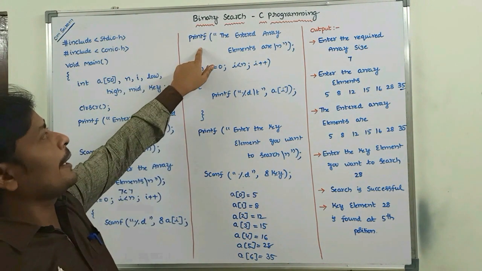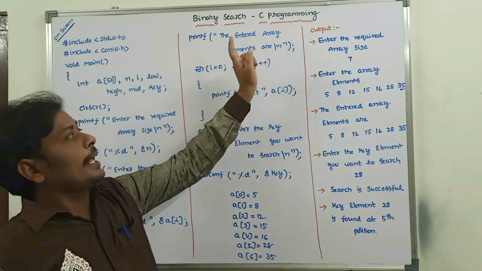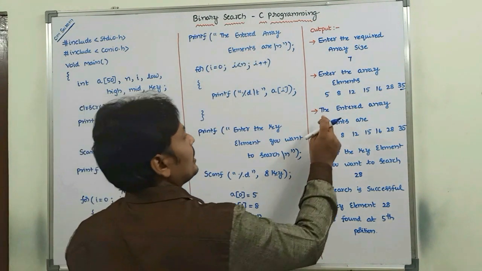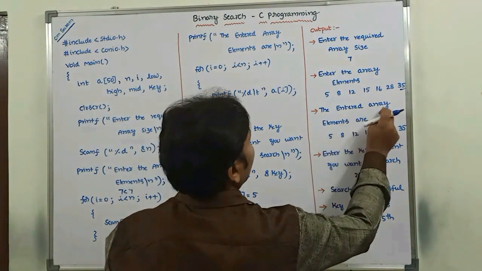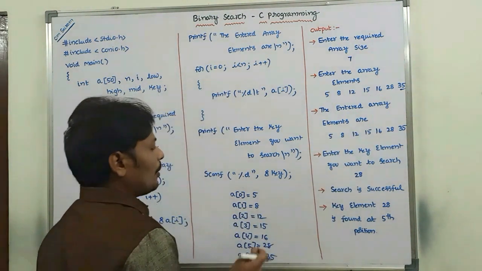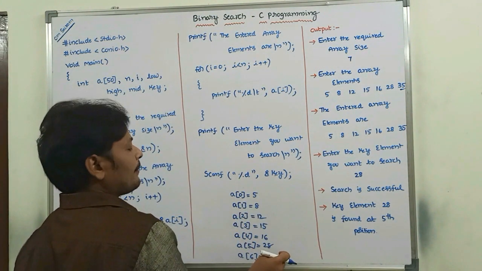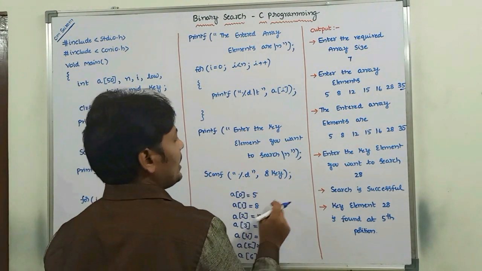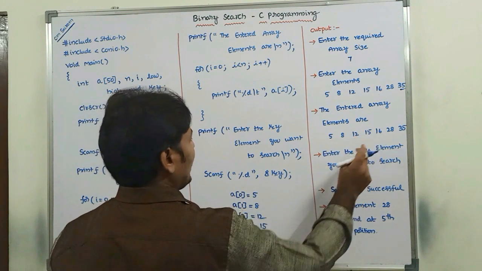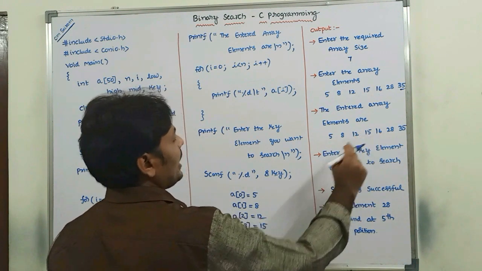So printf("The entered array elements are"); this one is printed: the entered array elements are. What are the elements that we read from the keyboard? 5, 8, 12, 15, 16, 28, 35.